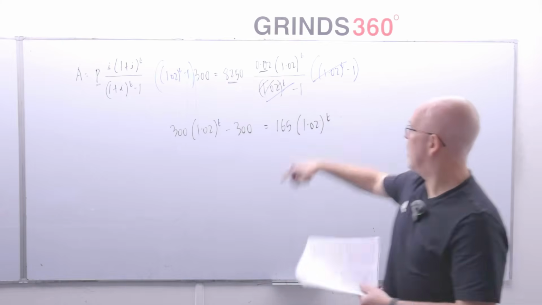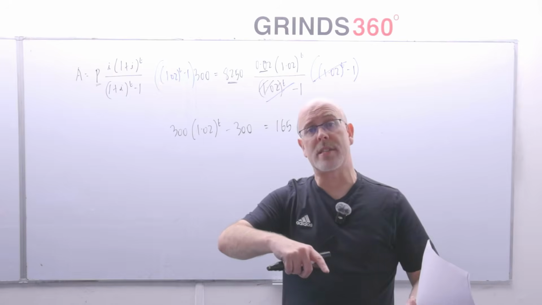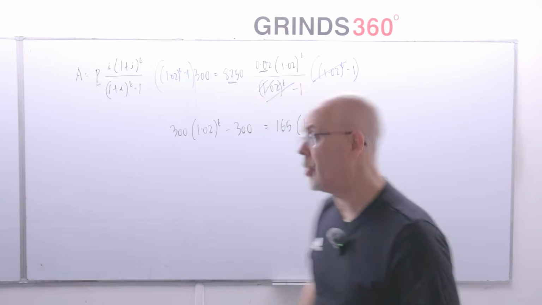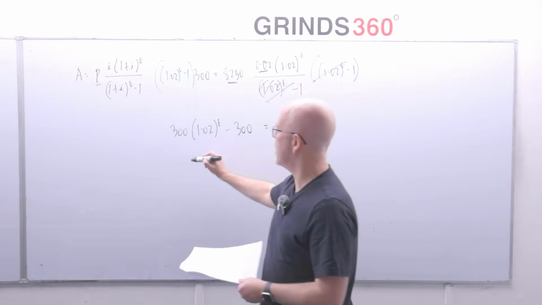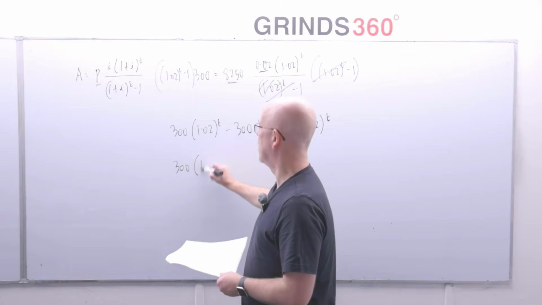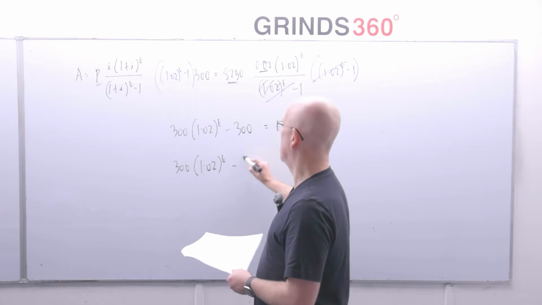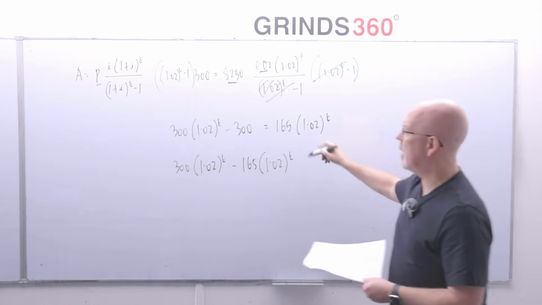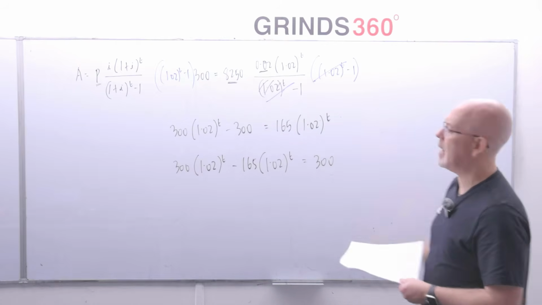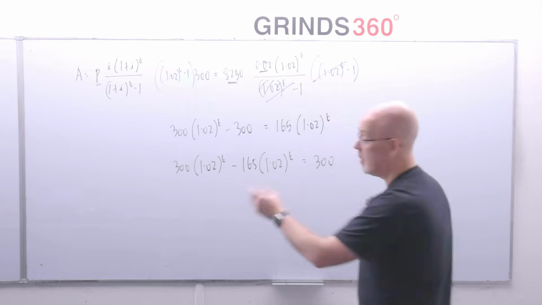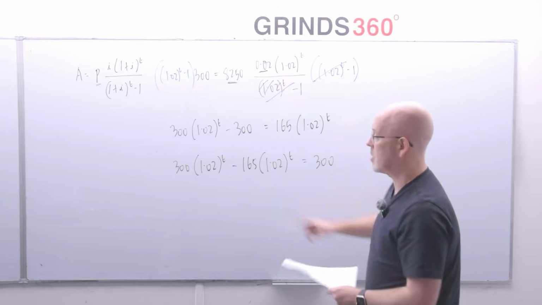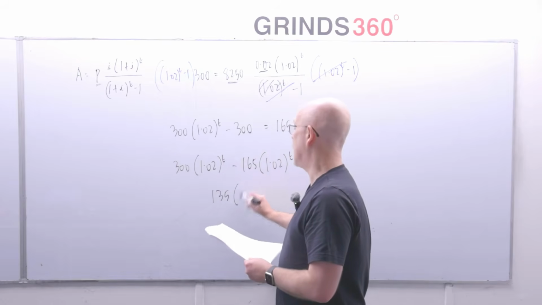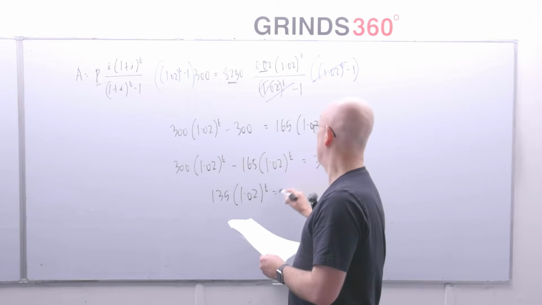And if I get the 1.02 to the power of t's together on one side, and the number on the other, it's just a bog standard exponential equation to solve. Nothing new here. So I'm bringing this across here. I get 300 times 1.02 to the power of t minus 165 times 1.02 to the power of t. And with this minus 300 over onto the right, it becomes a plus 300. You can see these are like terms. It's like 300x minus 165x. So 300 minus 165 is 135. So I get 135 times 1.02 to the power of t is equal to 300.